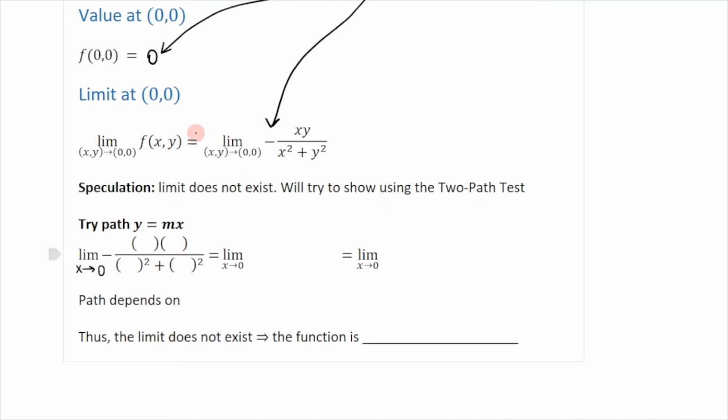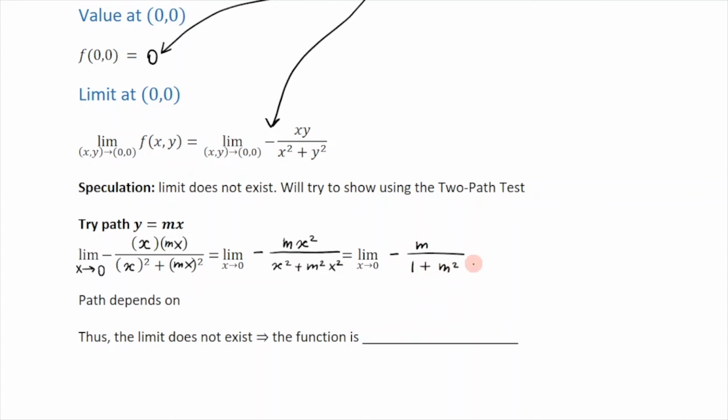Here we have, I'm using this guy. We have x. Here we have y, but y is now equal to mx. Here again we have x, and here we have mx. This is equal to the limit of negative fraction, we have mx squared over x squared plus m squared x squared, equal to the limit. Let's cancel x squared. We will get m divided by 1 plus m squared.